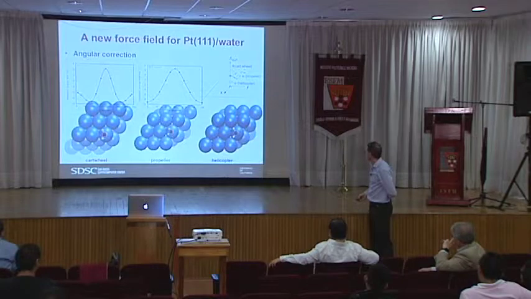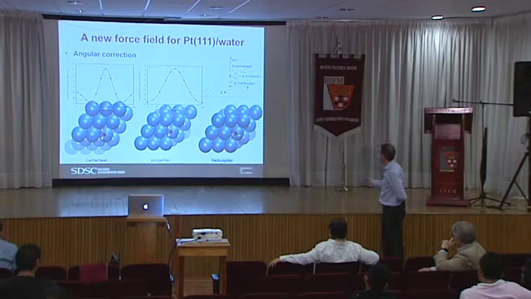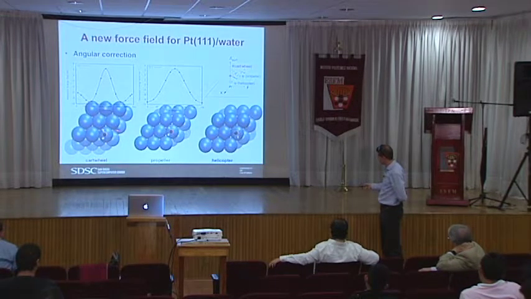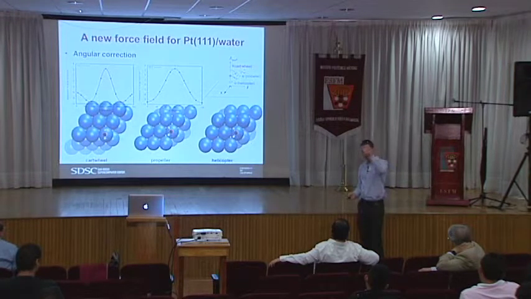Then, okay, so the videos are playing. We need an angular correction. So if you think about a water molecule, here a water molecule is depicted, and you can see when you put it on a surface, so if it's adsorbed here on the surface, you have the so-called cartwheel angle because the water molecule can bend down and up.